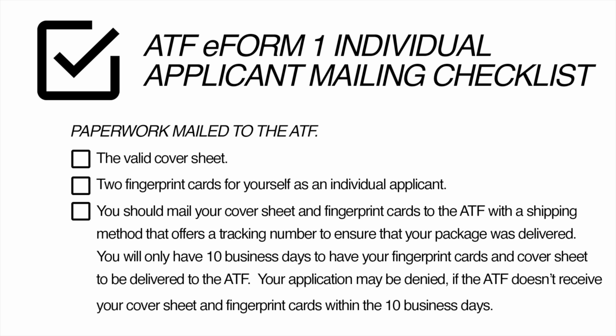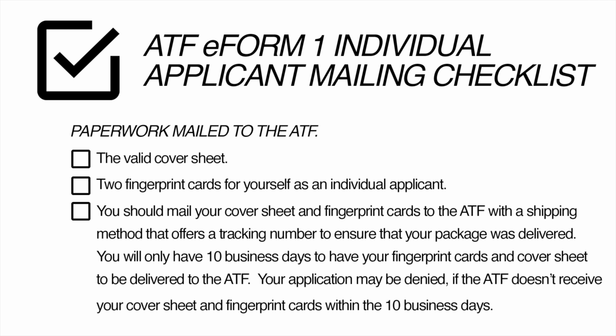If your application had a green check mark on the Certify page, then your application will start in the submitted status. Your cover sheet will have a valid control number and serial number. The below items will be sent to the ATF after you have received a valid cover sheet from the ATF: the valid cover sheet, and 2 fingerprint cards for yourself as an individual applicant.